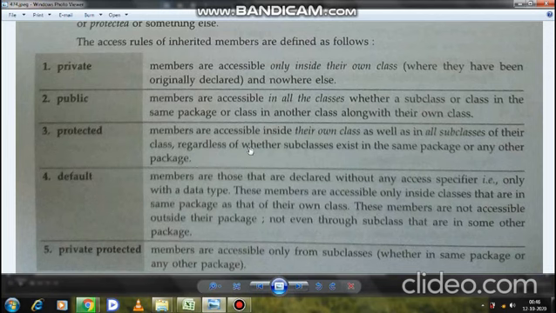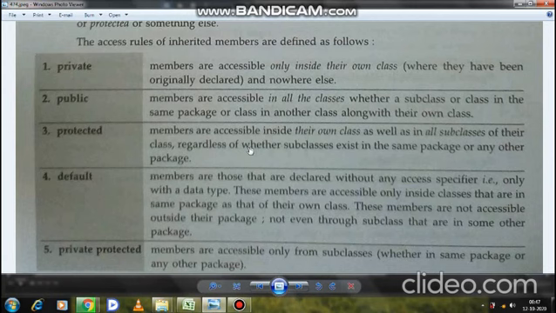Next thing is protected. Protected means members are accessible inside their own class as well as in all subclasses of their class, regardless of whether the subclasses exist in the same package or another package. That means members are accessible inside their own class and in all the subclasses, maybe in the same package, maybe in a different package.